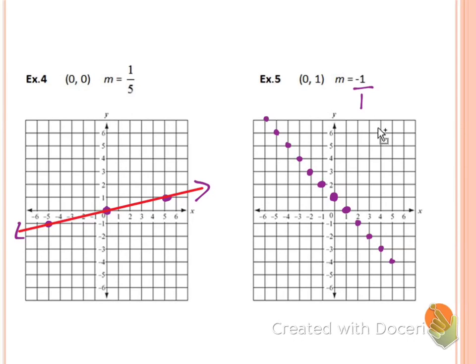And then once we have at least 3 points, we should be able to put a line going through our graph. I can't seem to get mine at the right angle here. That's not it either. That's better. There we go.